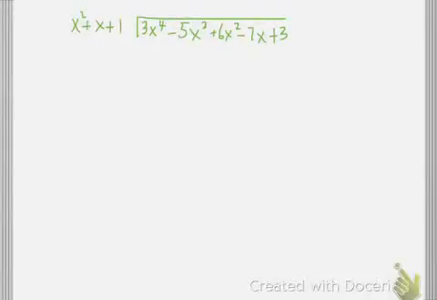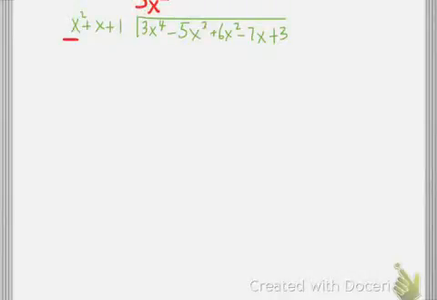Tutorial on long division. So you find out, you always work with the first term first. The first term on the outside, the first term on the inside always. So what multiplies times x squared to give you 3x to the fourth? Well, 3x squared.